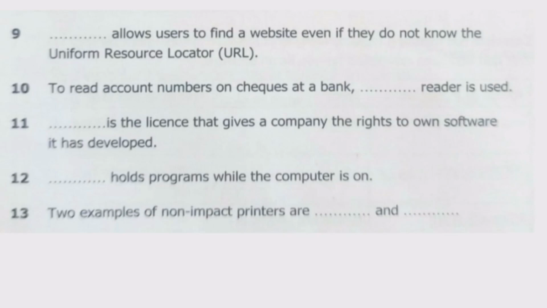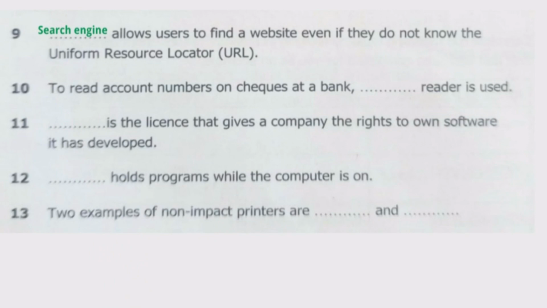Question 9 is as follows. Dash allows users to find a website even if they do not know the uniform resource locator, which is URL. So the correct answer here is search engine. A search engine allows users to find a website even if they do not know the uniform resource locator, which is URL.